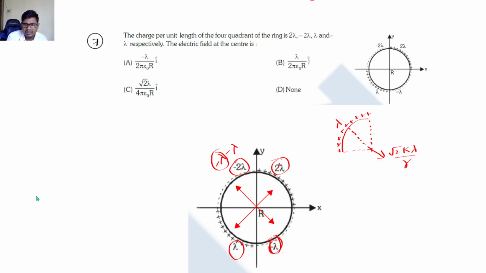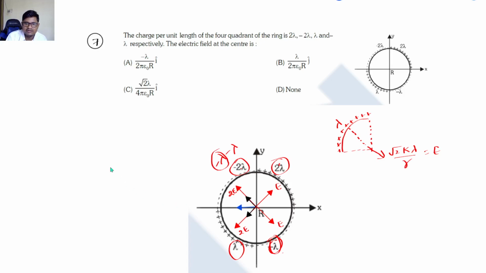Let's say root 2 k lambda by r, we can say it as E. So this is E here, this is 2E, and this is E. So the resultant that we are going to get here will be in this direction, that is E, 2E and E, that is E here and this is E. And the resultant of these two will be in this direction, that is root 2 E. So that will be in this direction, that I can write as root 2 E.